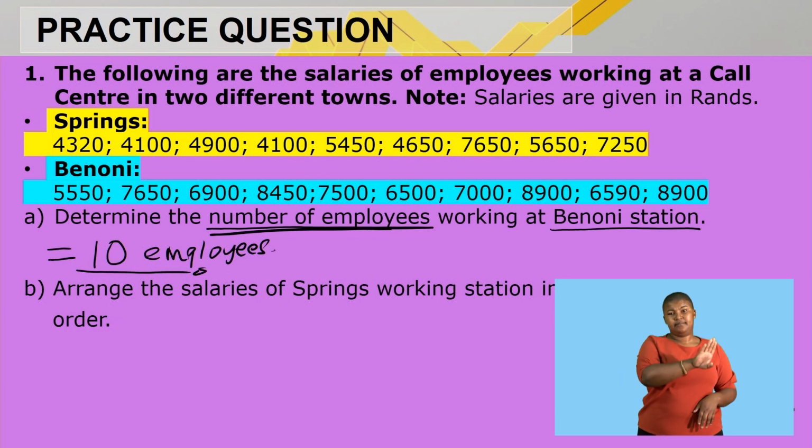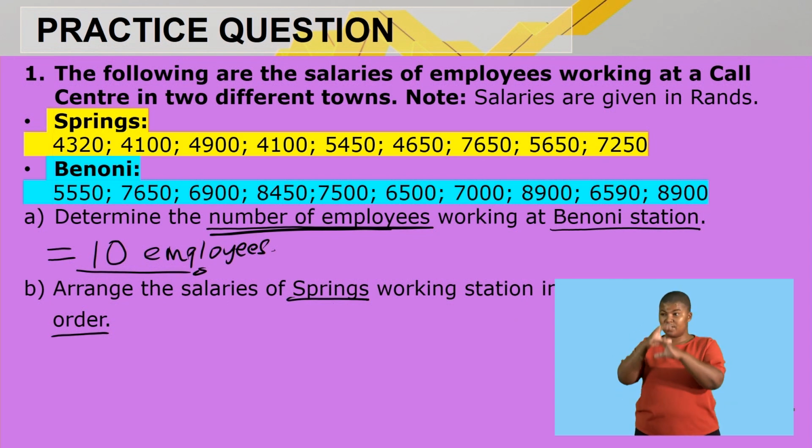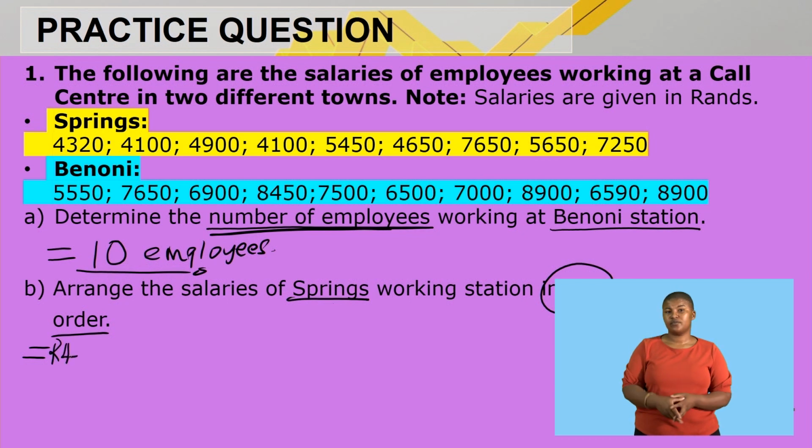Then number B, arrange the salaries of Springs working station in ascending order. So these 2 are your keywords. You are no longer going to Benoni, but now you must arrange for Springs. Now let us arrange from the smallest value to the biggest value. Looking at what we are given there, the smallest salary would be 4,100, followed by another 4,100. Thereafter, we can cancel it out so that we know that we have already recorded it.